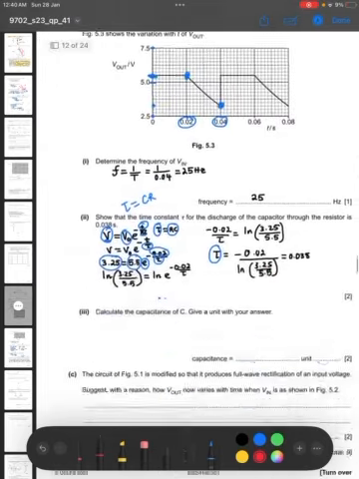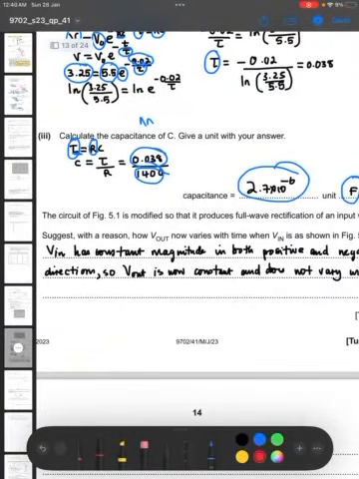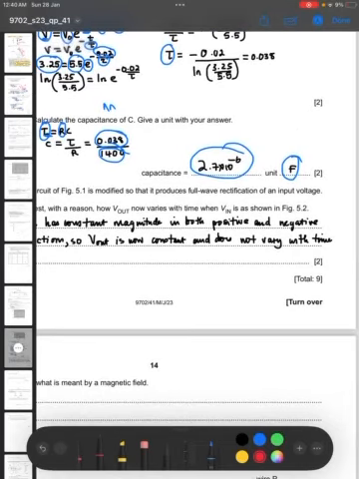So this is what we should write in our answer. V in has a constant magnitude in both positive and negative, as I showed you. It had a constant magnitude of 5.5. So it was either 5.5 or minus 5.5.